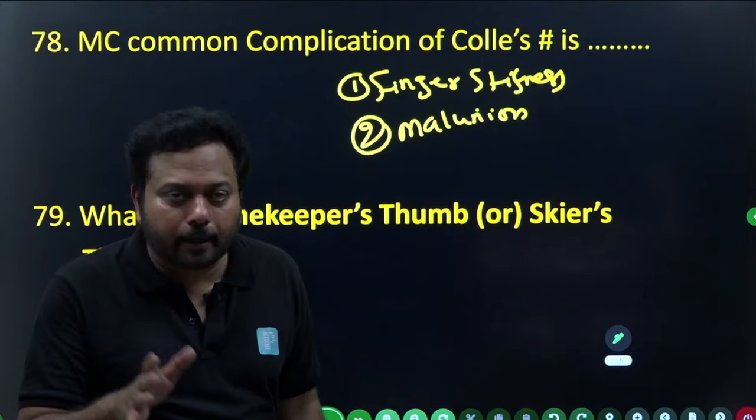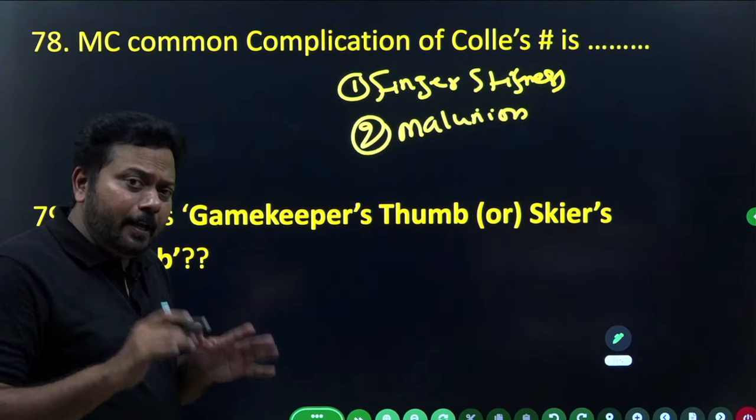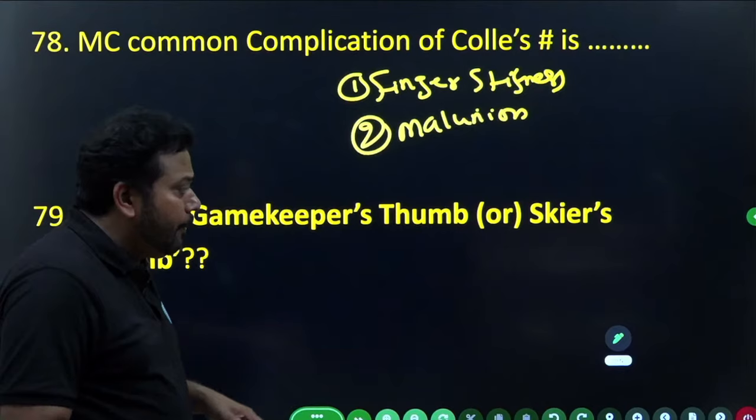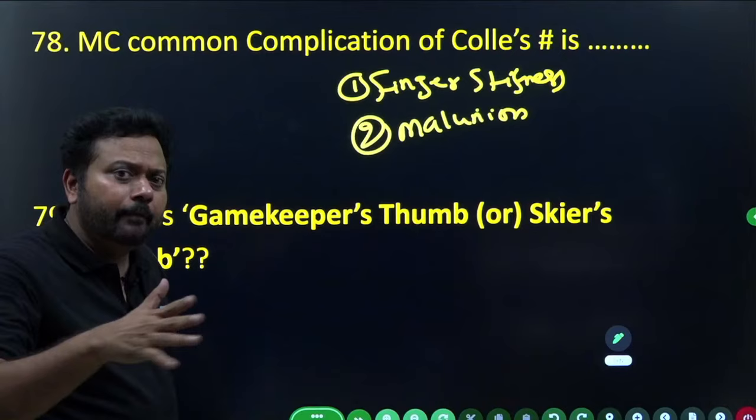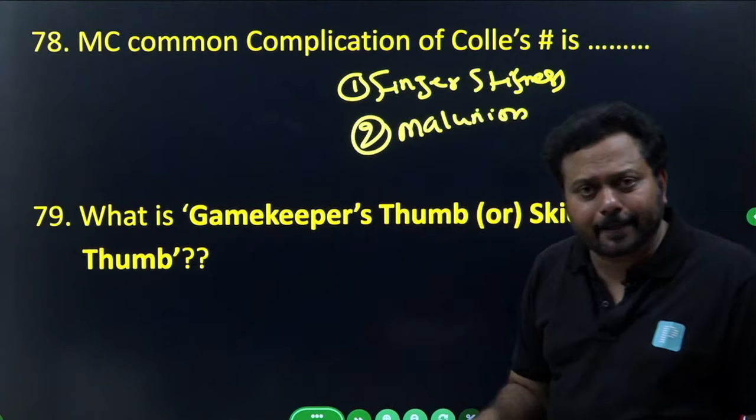Then why skiers? Gamekeepers, skiers, two things are there. Those who ski are also prone to this injury. When this ulnar collateral ligament injury is acute, it's called skier's thumb. When it's a chronic one, it's called gamekeeper's thumb. That's the only difference. Both are almost the same. Both answers are the same. It is ulnar collateral ligament injury of the thumb.